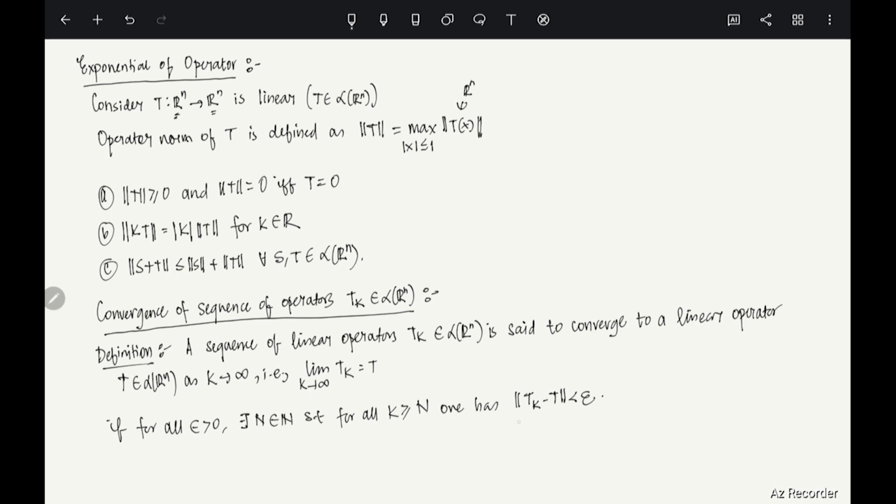So basically, think of the distance between T_k and T as very small. In what sense is it a distance? It is the norm, and this norm is nothing but the operator norm. If you take the operator norm of T_k minus T, it can be made arbitrarily small, so the tail should be sufficiently small.